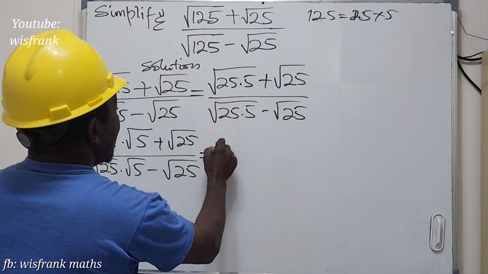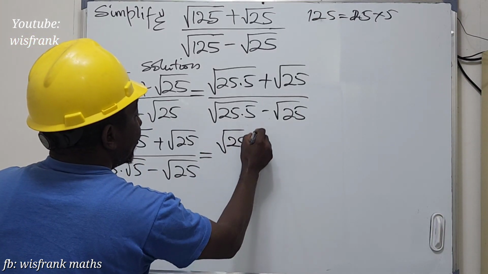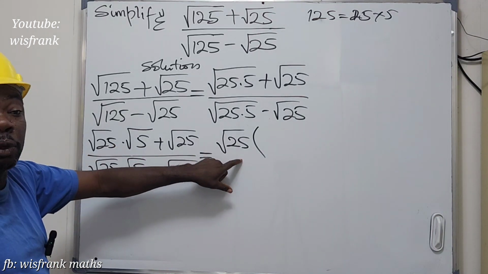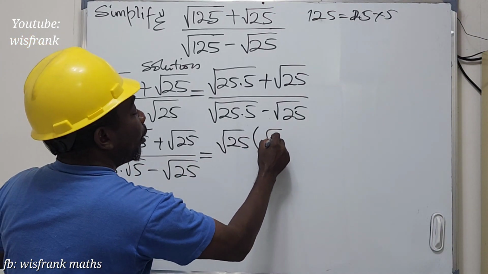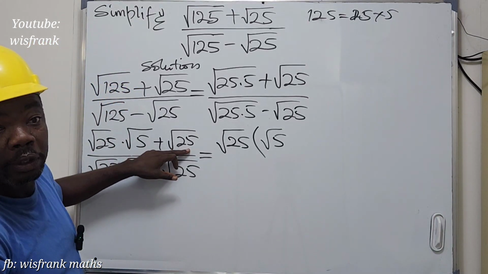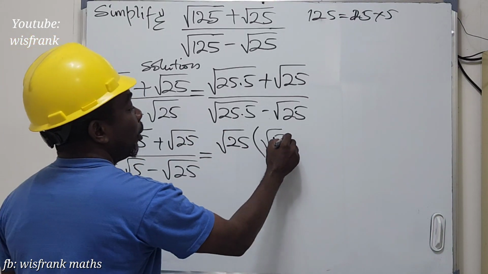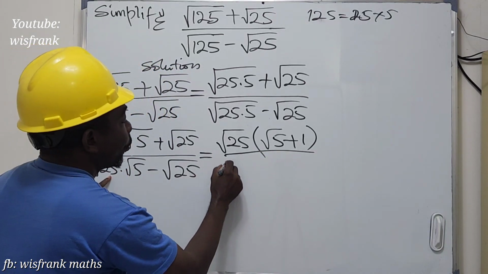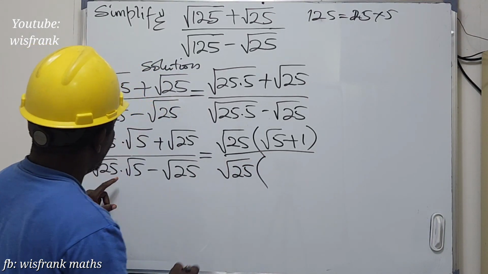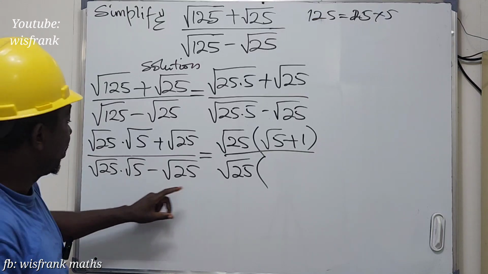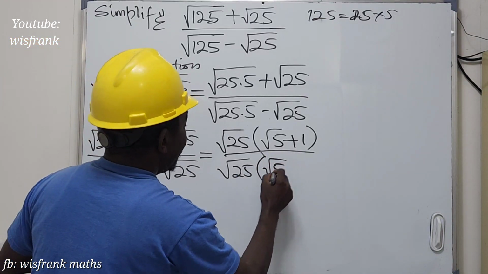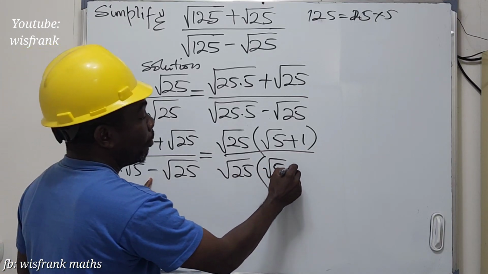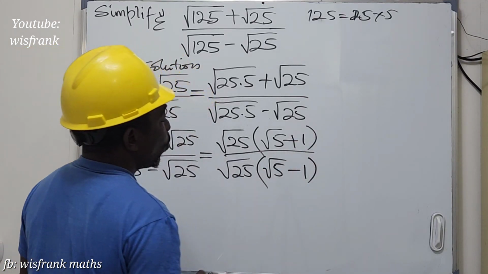So this is the same thing as the square root of 25 into, when we divide the square root of 25 times the square root of 5 by the square root of 25, it gives us the square root of 5. Then when we divide the square root of 25 by the square root of 25, it gives us plus 1. For the denominator, we have the square root of 25 into the square root of 5, then minus 1. So this is what we have.